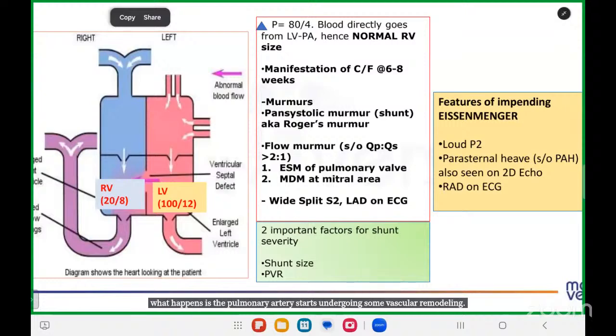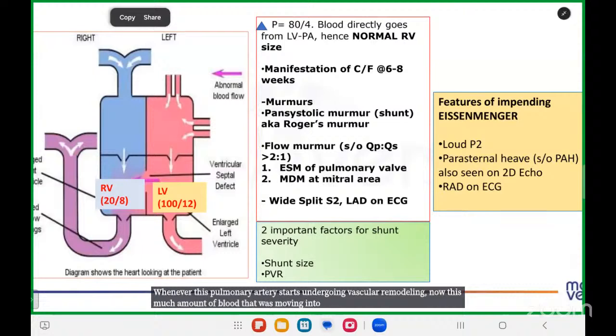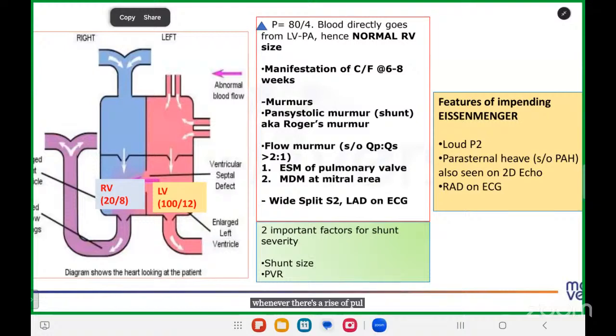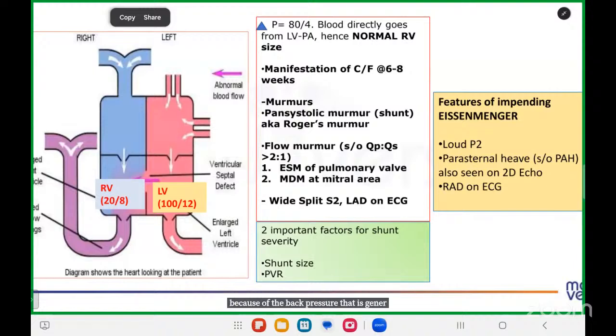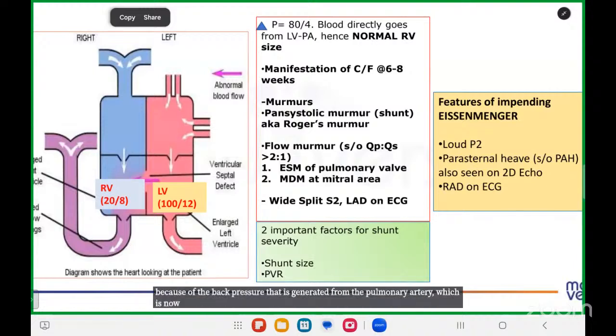Whenever this pulmonary artery starts undergoing vascular remodeling, the amount of blood that was moving into the pulmonary artery is restricted, which means the PVR suddenly starts to rise. Whenever there's a rise of pulmonary vascular resistance, the right ventricle, which is exactly the chamber behind the pulmonary artery, starts to have something called a concentric hypertrophy. It's a pressure-driven hypertrophy which happens in the right ventricle because of the back pressure generated from the pulmonary artery, which now has a very high vascular resistance.